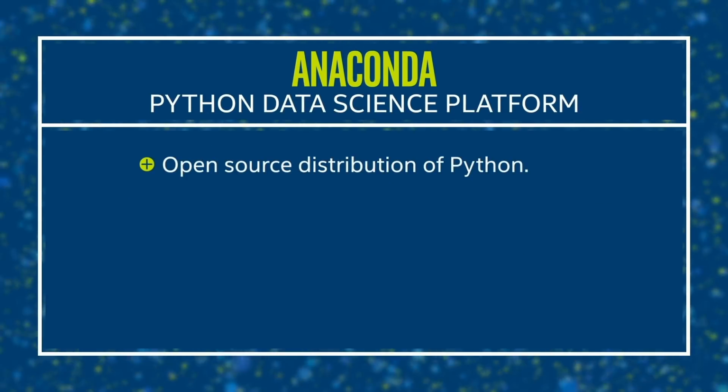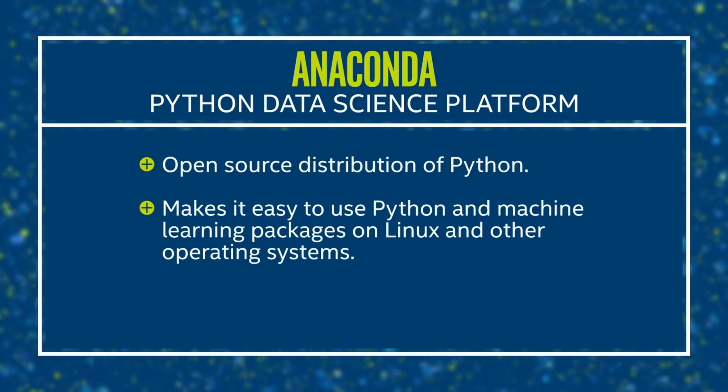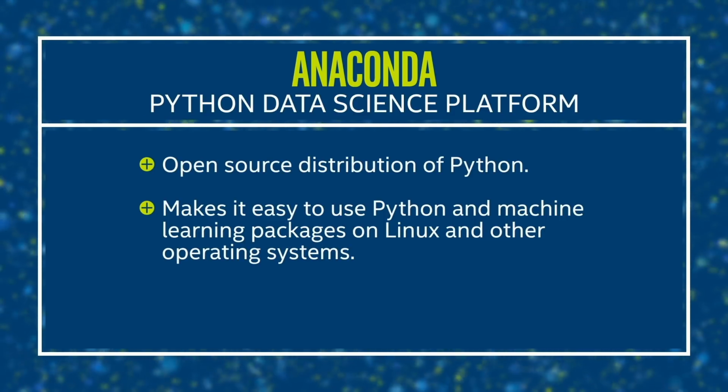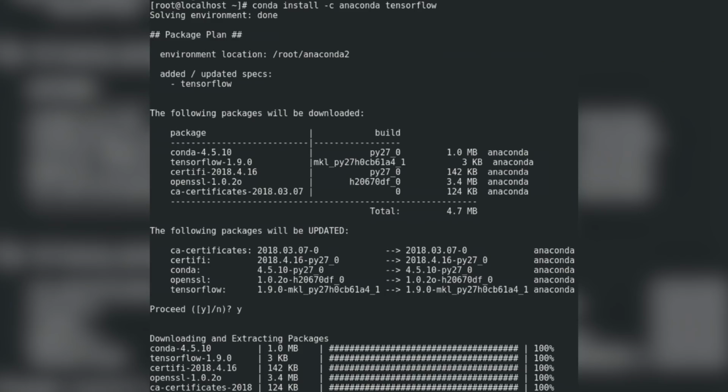Once the OS installation with basic add-on software packages is done, you will start with downloading and installing Anaconda. Anaconda is an open-source distribution of Python that makes it easy to use Python and machine learning packages on Linux and other operating systems. Once Anaconda installation is complete, you would need to open a new terminal and, at an Anaconda prompt, install the latest Intel optimization for TensorFlow from Anaconda.